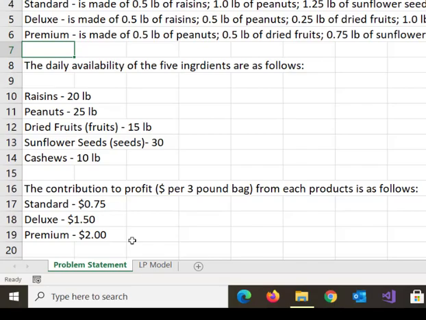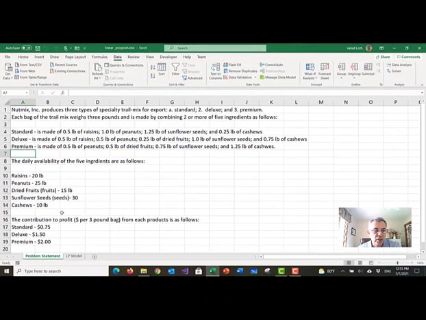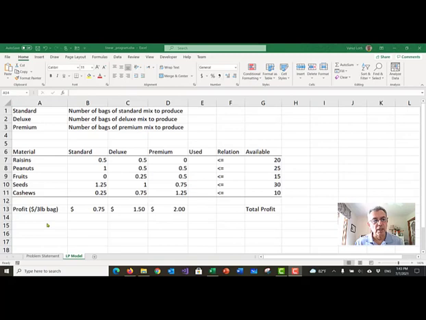I am now going to formulate this problem as a linear programming problem with the 3 decision variables, standard, deluxe, and premium, and the 5 resources or constraints. So let's take a look at our LP model. This is the worksheet that I'm going to be using to enter my model.